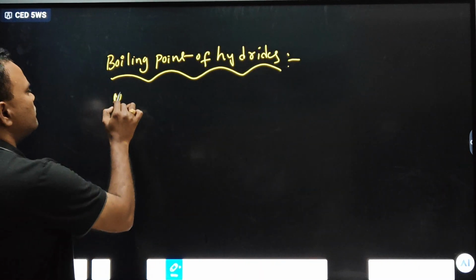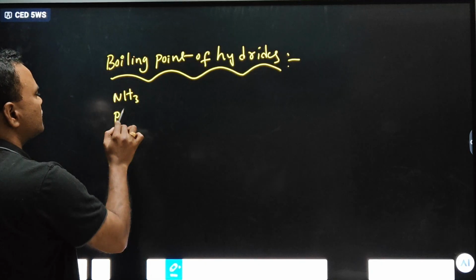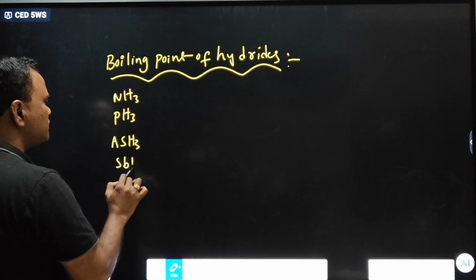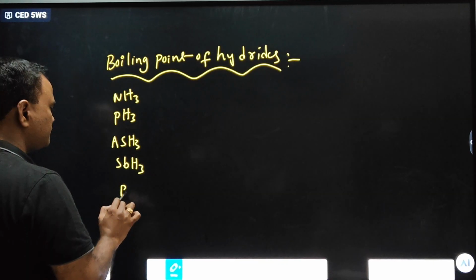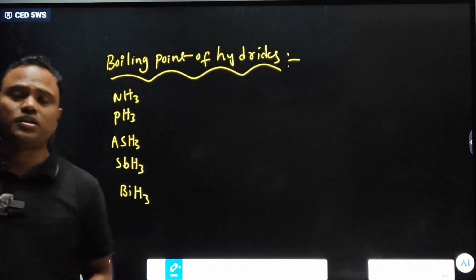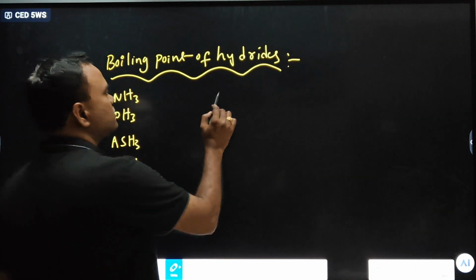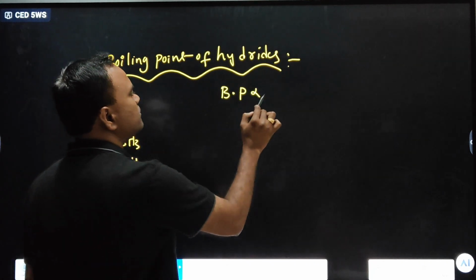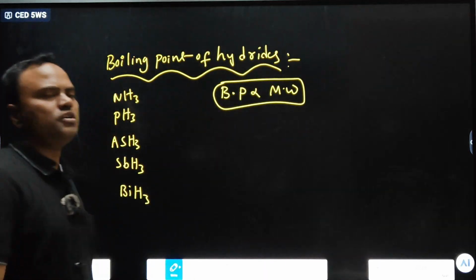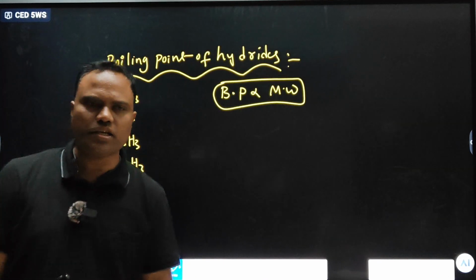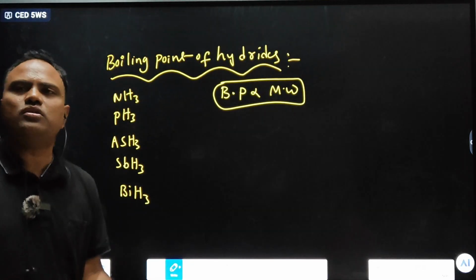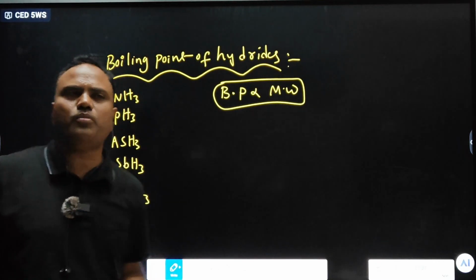Which is having more boiling point, NH3, PH3, AsH3? In all cases you have one relation: boiling point is directly proportional to molecular weight. If molecular weight is the same, then boiling point depends on the branching. In organic chemistry I gave this. If molecular weight is more, then boiling point is more.